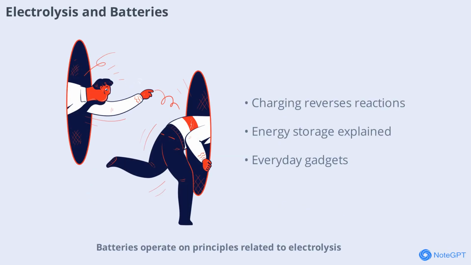Batteries operate on principles related to electrolysis. In rechargeable batteries, electrolysis occurs during charging, reversing the chemical reactions that happen during discharge. Understanding electrolysis helps explain how batteries store and release energy, making it easier to grasp the science behind everyday gadgets like smartphones and laptops.